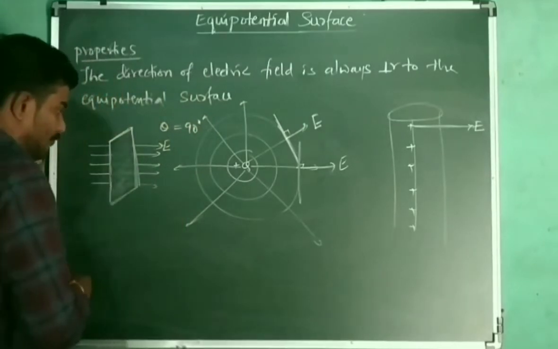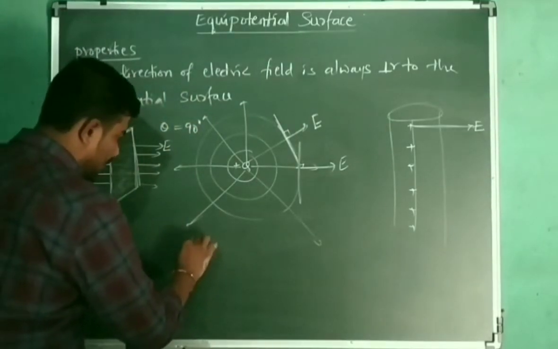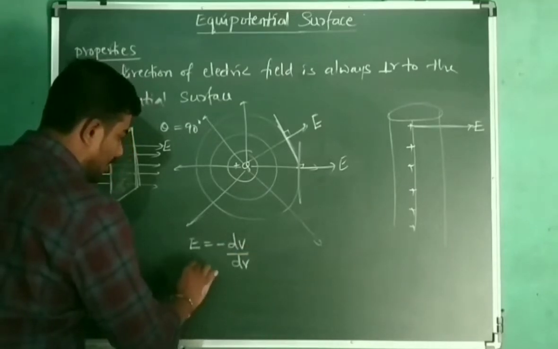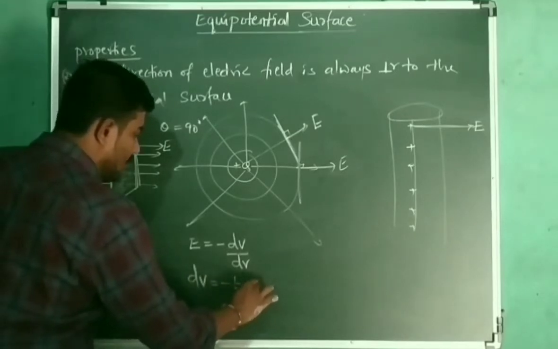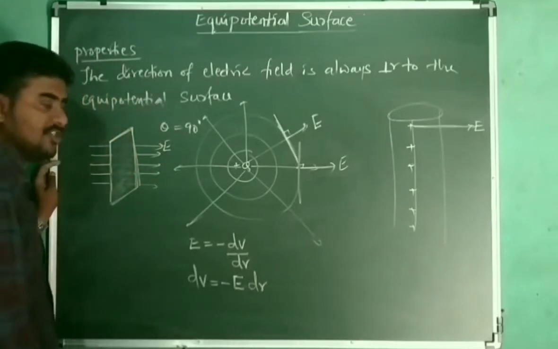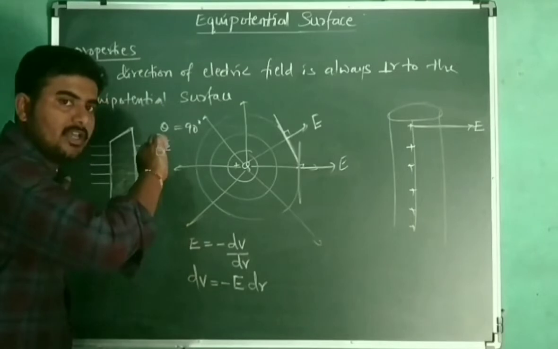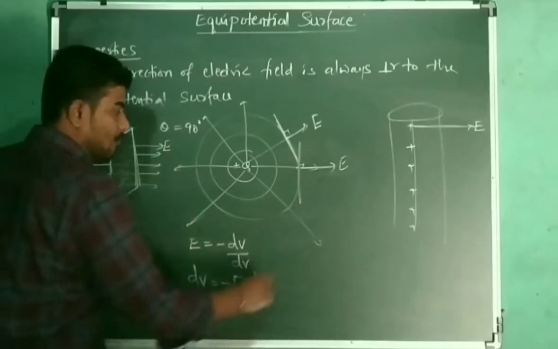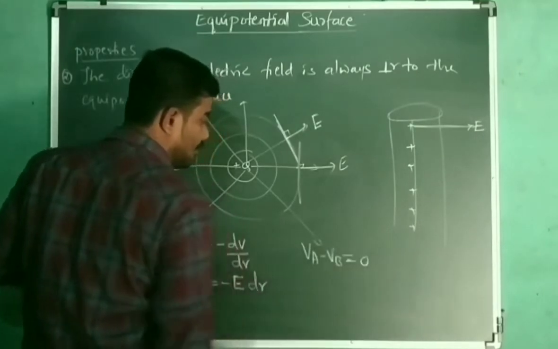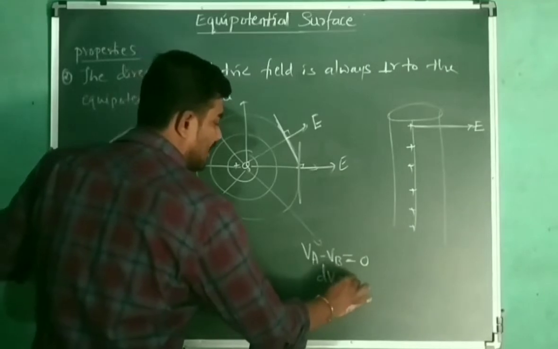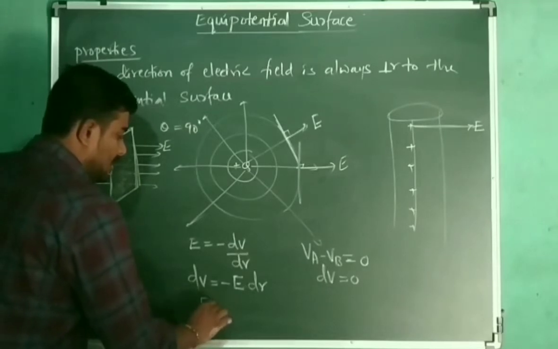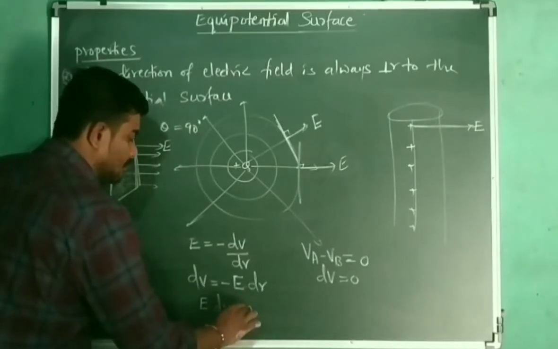Okay, through formula also we can prove it. See here, E is equal to minus dV divided by dr, or dV is equal to minus E into dr. So dV is what? Change in potential, and this change in potential across any equipotential is going to remain 0. As I have already told you, VA minus VB or VB minus VA is equal to 0. This is change in potential, and change in potential on equipotential is 0. Therefore, dV is equal to what? 0. Or E dr is equal to 0.